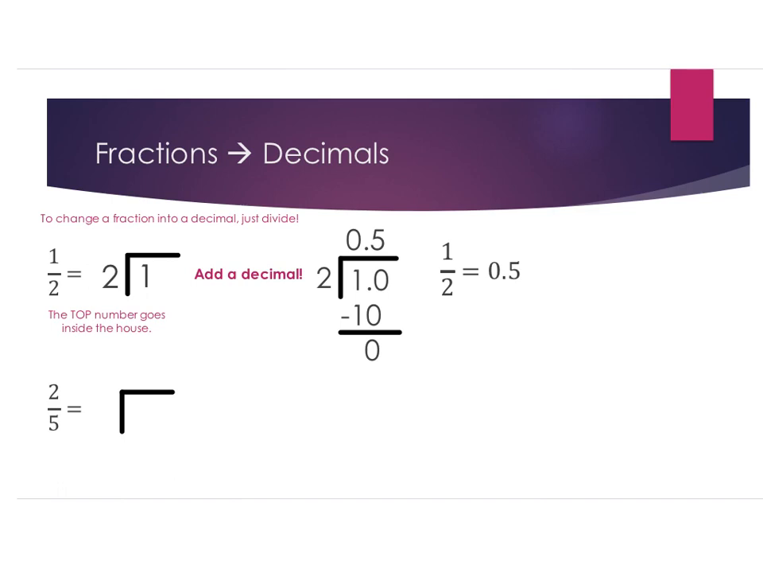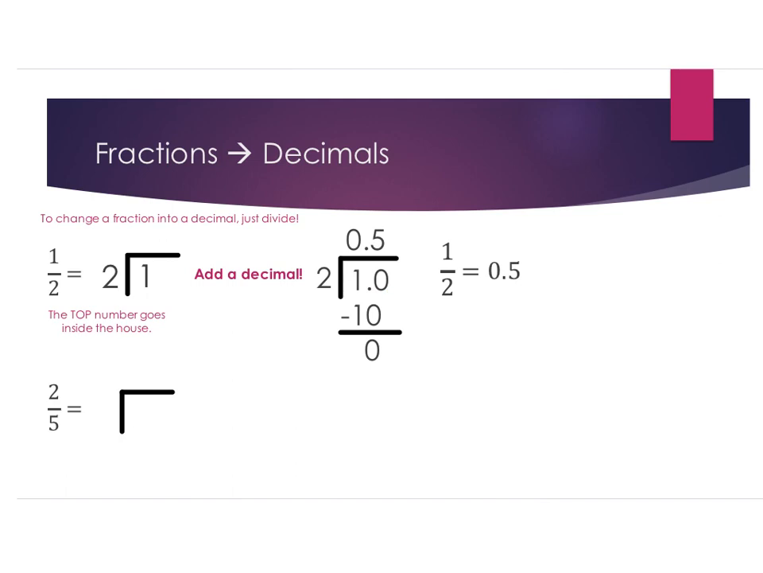So here I have a smaller number. If you notice, I have 1 that's going inside the house and 2 on the outside. And you might be thinking, Ms. Adefuye, we can't do that, but yes, we can. We can put the smaller number inside the house because all I have to do to make it a bigger number is add a decimal. So if I add a decimal and a 0, I now have the number 10 on the inside.